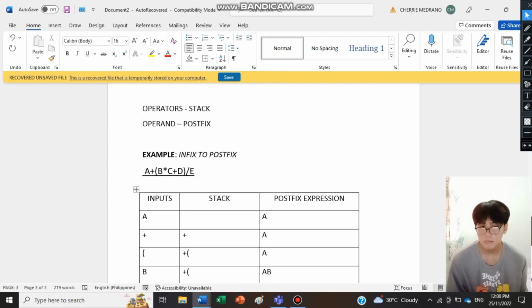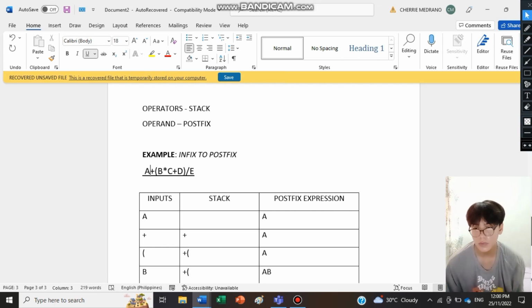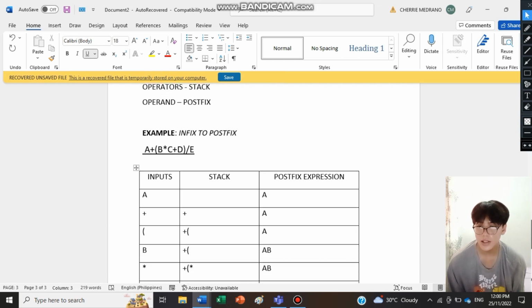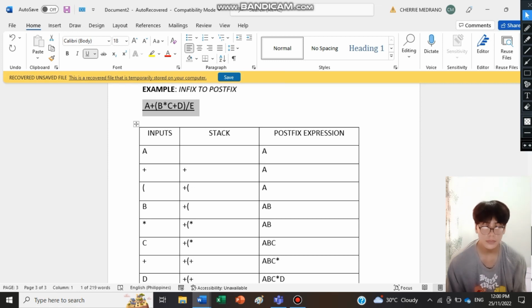So as you can see here now, our example here is really an infix, because the operators are placed in between the operands. Then it is infix to postfix. Let us remember that the operators will be stored in the stack, while the operands will be stored in the postfix expression column. The reading of infix is from left to right. So now let us start our example.